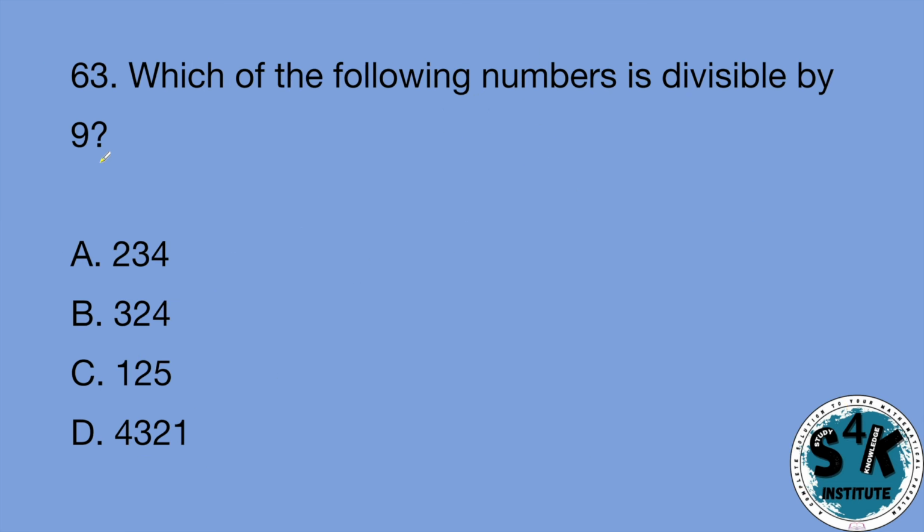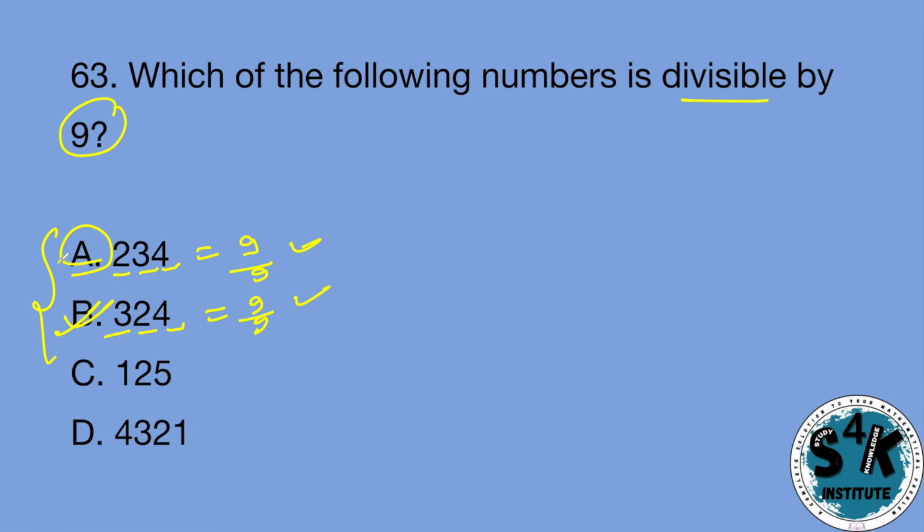Okay. Which of the following is divisible by 9? So the rule of 3 and 9 is the same. If the sum of the digits is divisible by 9, then the number will be divisible by 9. So 2 plus 3 is 5, 5 plus 4 is 9, the summation is 9, so it is getting divided. 3 plus 2 is 5, 5 plus 4 is 9, so 9 divided by 9 is also fine. So I think the editing of the option is wrong. So both A and B are correct.